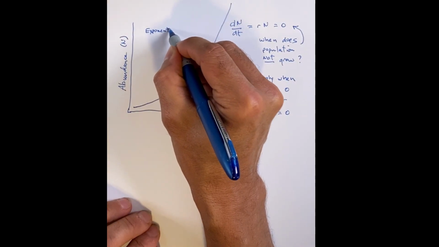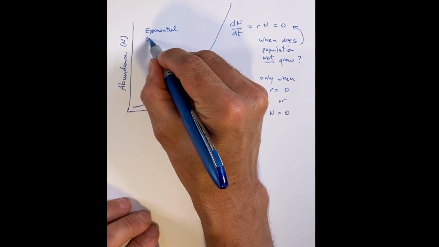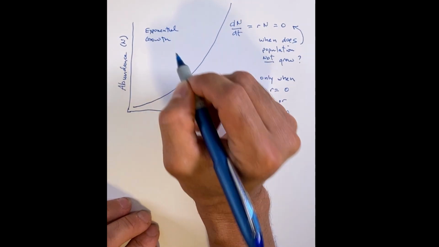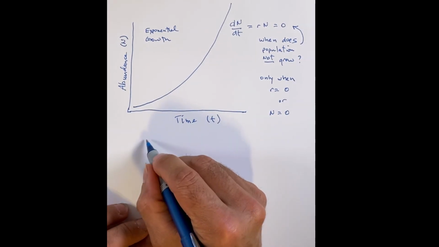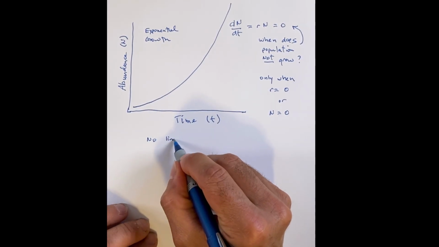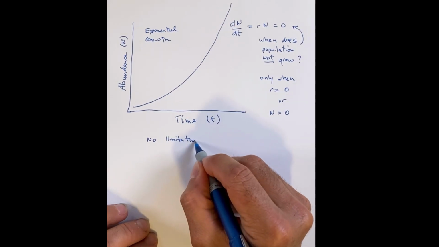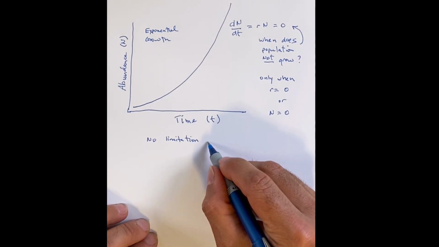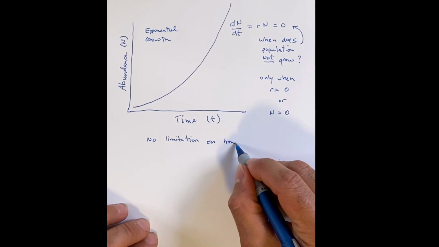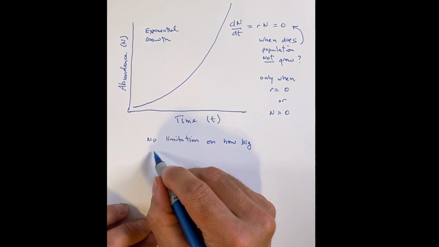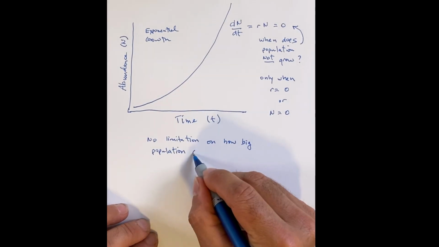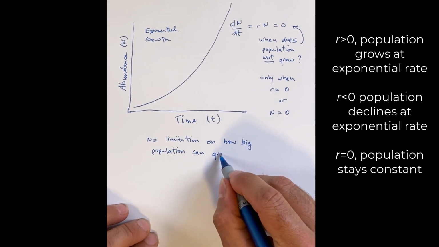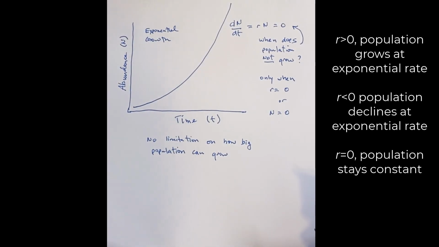This is often what we refer to as an exponential growth model. And one of the features of this very simple equation is that there's basically no limitation on how big a population can grow. If r is greater than 0, this population is going to go to infinity. In fact, it's exponential growth. And the flip side, if r is negative, this population is going to go extinct. It's going to go to zero.